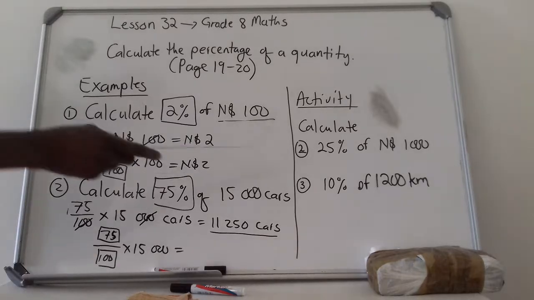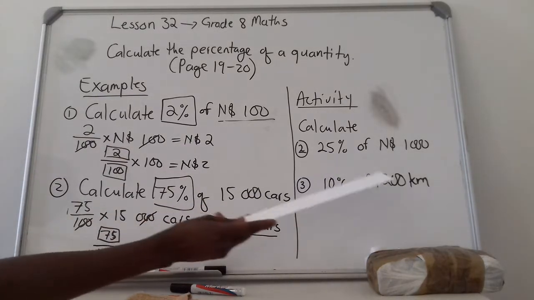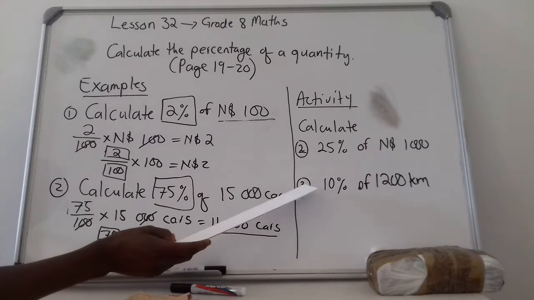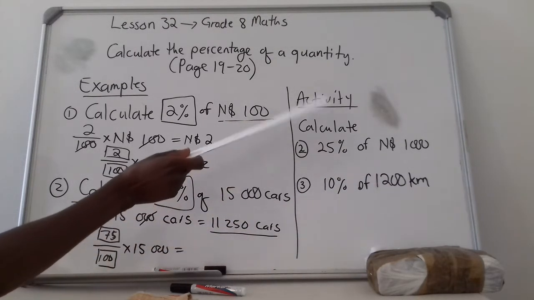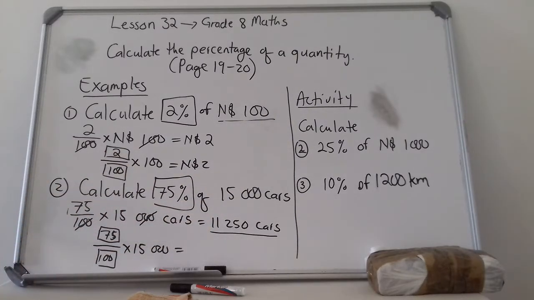Okay. So what I want you to do, you are going to try this activity on your own. So it's number 2. Calculate 25% of $1,000 and calculate 10% of 1,200 kilometers. Please do this in your summary book, take a picture and share with me on WhatsApp.